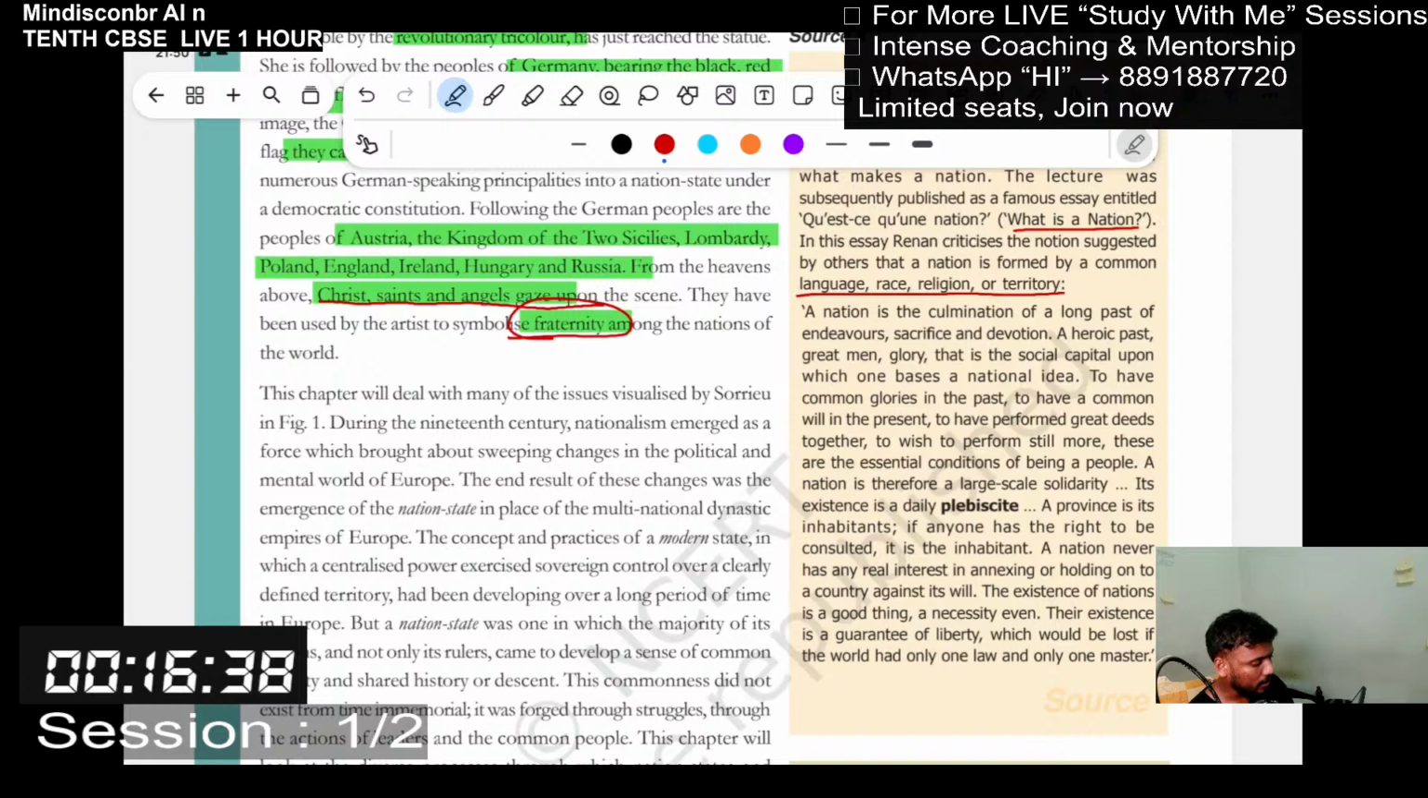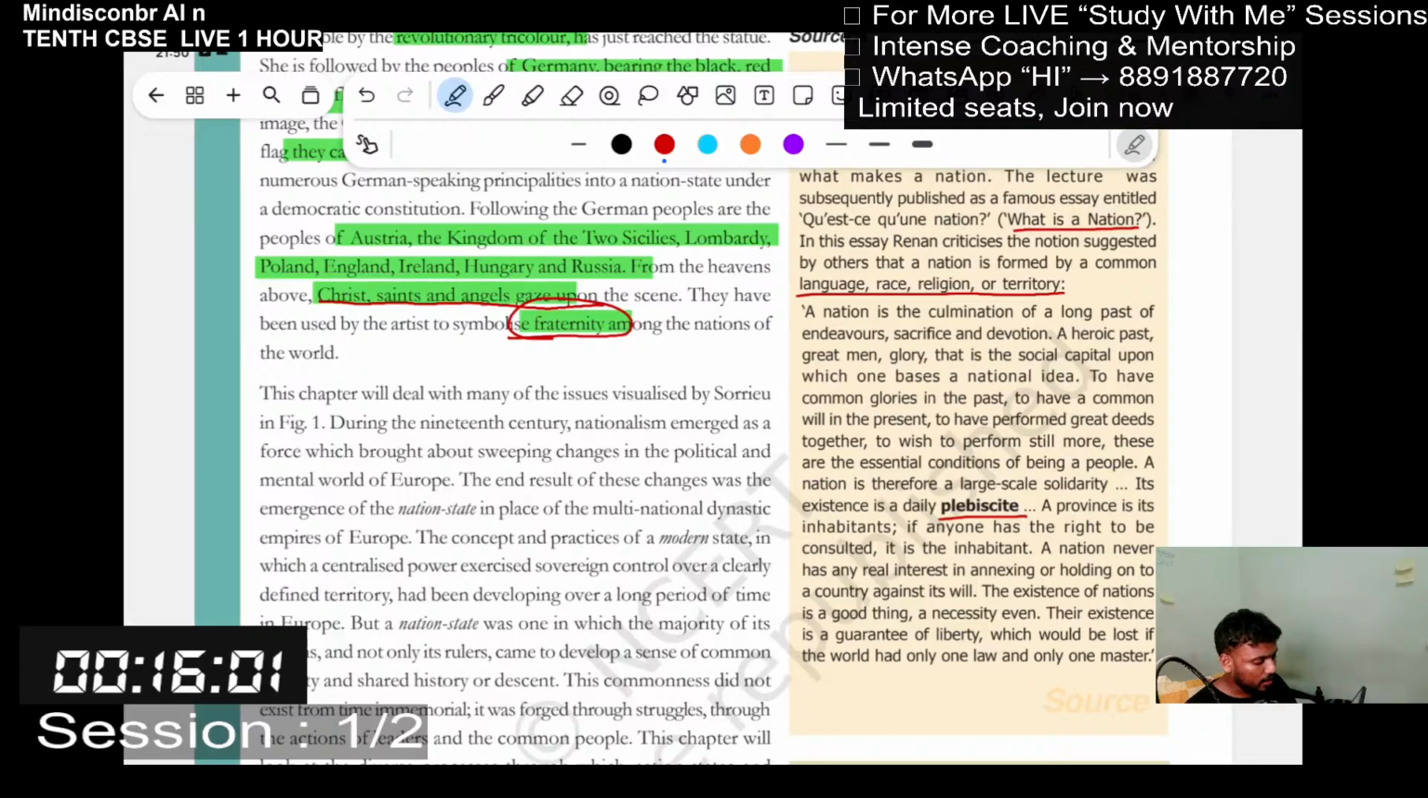A heroic past, great men, glory, that is the social capital upon which one bases a national idea. To have common glories in the past, to have a common will in the present, to have performed great deeds together, to wish to perform still more. These are the essential conditions of being a people. A nation is therefore a large scale solidarity. Its existence is a daily plebiscite.